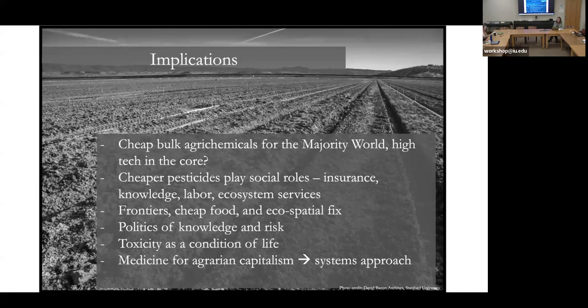Cheaper pesticides play social roles that have been abdicated by other forms of social organization, right? Insurance, knowledge, labor, ecosystem services, things that people in this room might think of as commons, as those commons have been eroded. There's a real politics of knowledge around pesticides, right? In terms of measuring them.